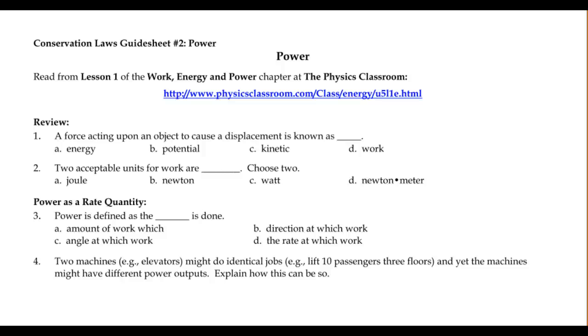Okay, in guide sheet number 2 for conservation laws, we're going to look at the concept of power. Power is a rate quantity. Power is defined simply as the rate at which work is done. So, rate of doing work. And rate means essentially to divide by the time that it takes.